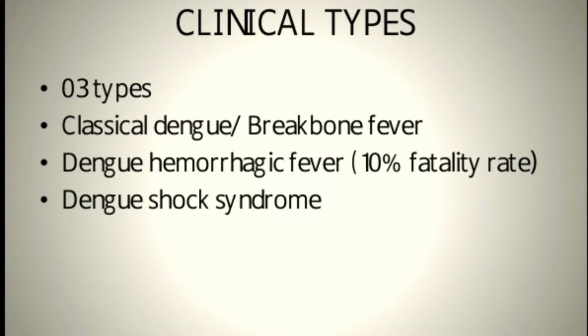Now the clinical types. There are three types of dengue fever: classical dengue fever, also called break-bone fever; second, dengue hemorrhagic fever; and third, dengue shock syndrome. On first exposure, one usually gets classical dengue fever. On second exposure with another serotype, a person usually gets dengue hemorrhagic fever, which either resolves or progresses to dengue shock syndrome.